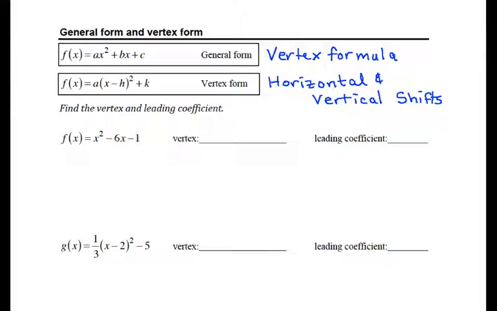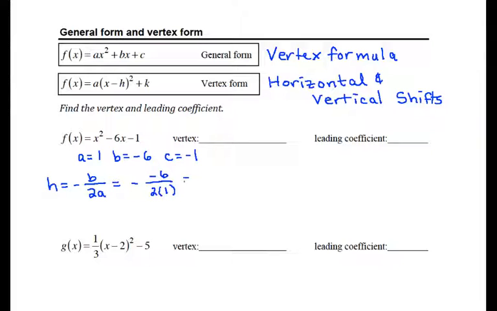Okay, so looking at this first function here, x squared minus 6x minus 1, I would recognize this as being in general form because I don't see any grouping. So I'm going to say a is equal to 1, b is equal to negative 6, and c is equal to negative 1. We generally don't use c in the vertex formula. And go ahead with my h equals minus b over 2a formula. So h in this case is minus negative 6 over 2 times 1.